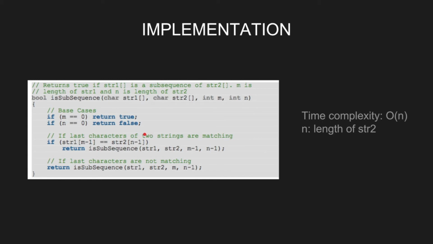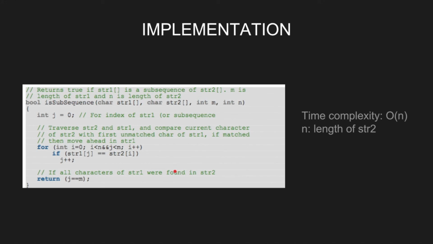If the last characters of the two strings are matching, that is, if string 1[m-1] is same as string 2[n-1], return the recursive call with updated values of m and n as m-1 and n-1. If last characters are not matching, return the recursive call with updated value of n as n-1.